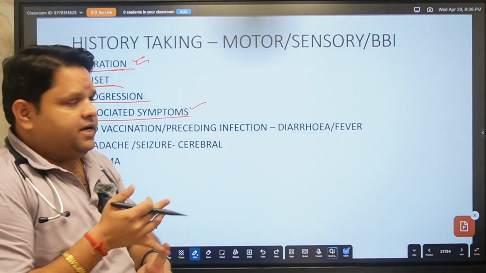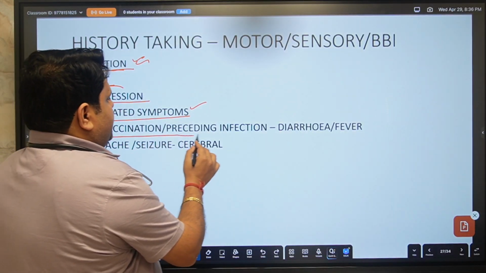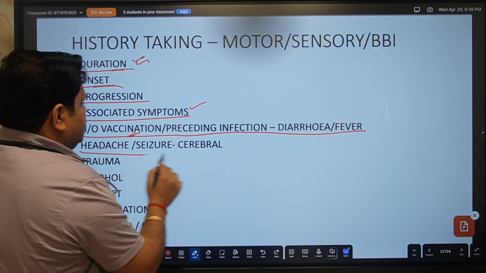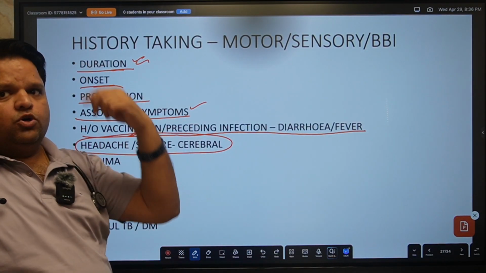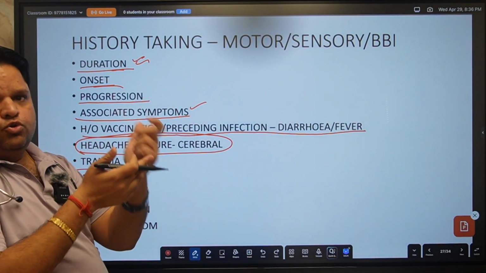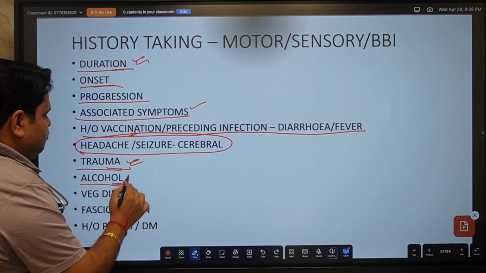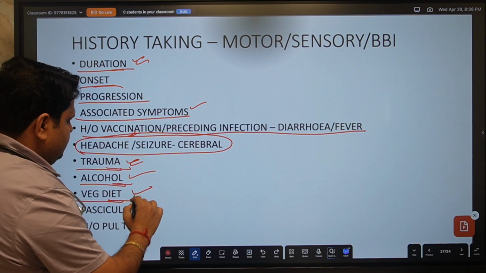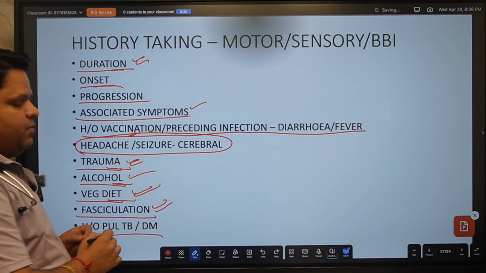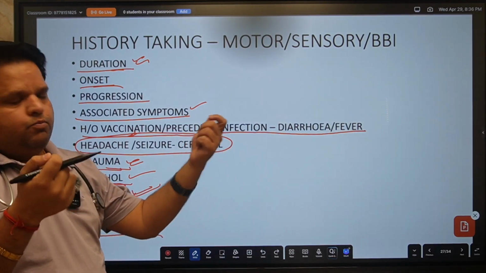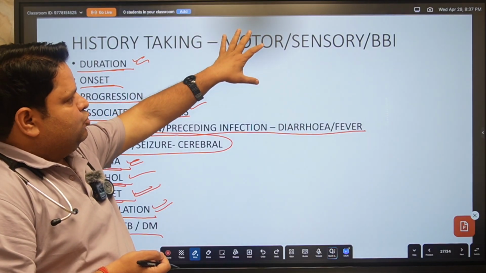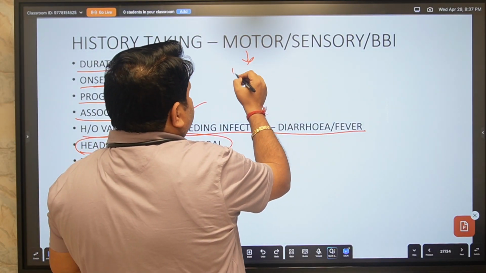Associated symptoms: any fever, headache, vomiting, any preceding diarrhea for GBS, any fever for acute transverse myelitis, any history of vaccination or preceding infection, especially for GBS. Headache and seizure for a cerebral cause. Any history of trauma for traumatic compression of the spinal cord, alcohol for alcoholic neuropathy, vegetarian diet for vitamin B12 deficiency, fasciculation for anterior horn disease, and any history of pulmonary TB to rule out Pott's spine.